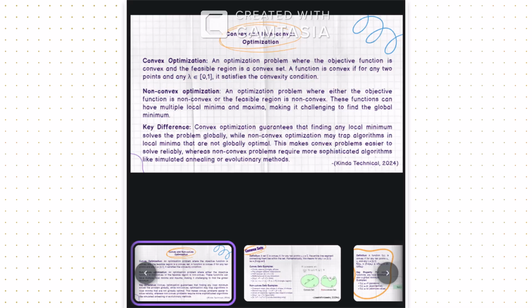As a result, algorithms can easily get trapped in one of those local optima instead of finding the true global solutions. To handle this challenge, researchers use more advanced techniques such as simulated annealing, genetic algorithms, or other evolutionary methods, which are designed to explore the search space more broadly and avoid being stuck in local solutions.